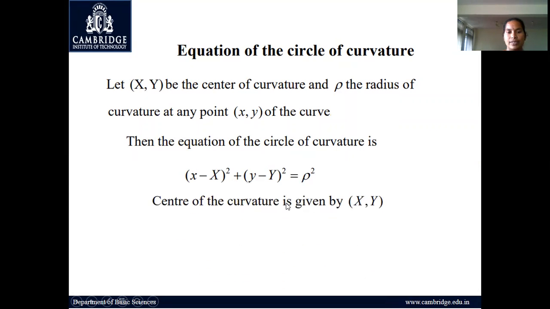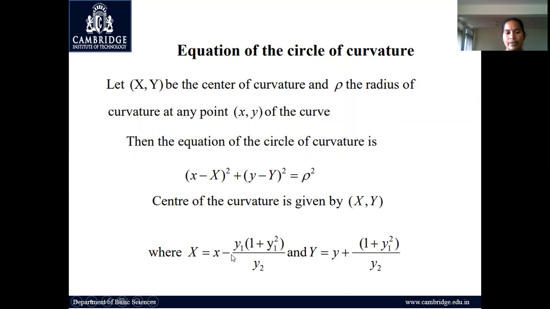The center of curvature is given by (X, Y), where capital X is x minus y1 into (1 plus y1 square) divided by y2, and capital Y is y plus (1 plus y1 square) by y2. Here the notation y1 is differentiating y with respect to x, and y2 stands for d square y by dx square, the second derivative of the given equation. These are the two equations we are considering for identifying the center of curvature.